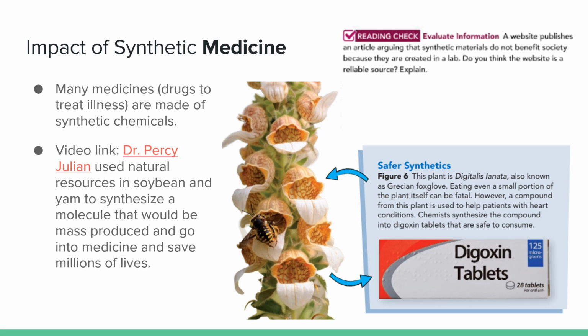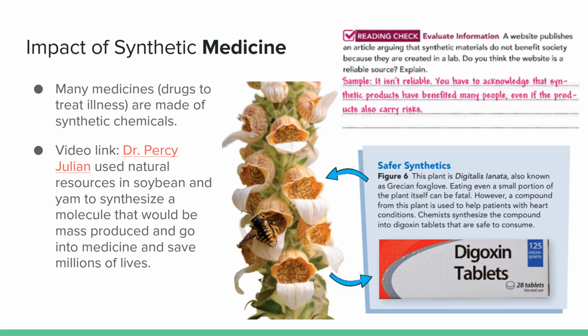So our reading check. A website publishes an article arguing that synthetic materials do not benefit society because they are created in a lab. Do you think the website is a reliable source? Explain. Answer. It isn't reliable. You have to acknowledge that synthetic products have benefited many people, even if the products also carry risks.